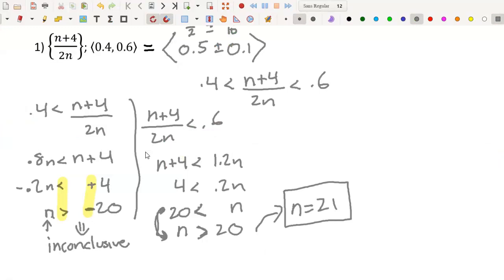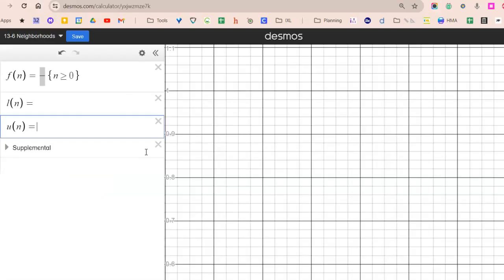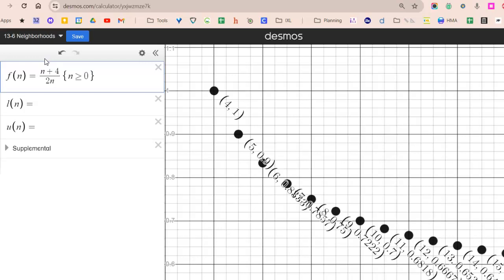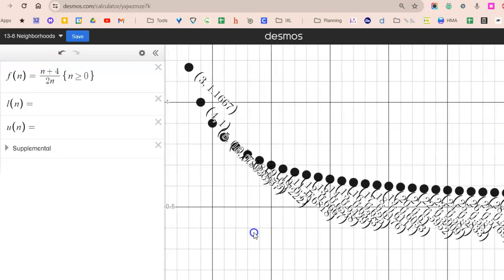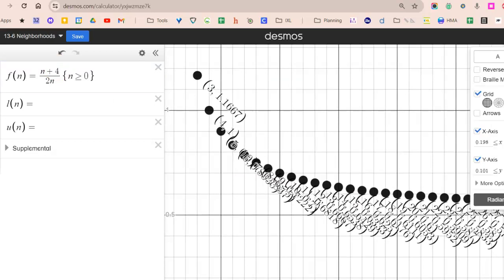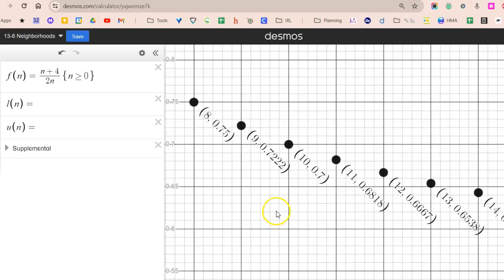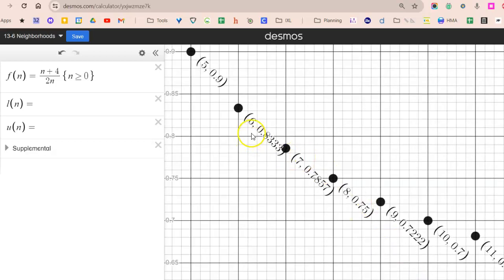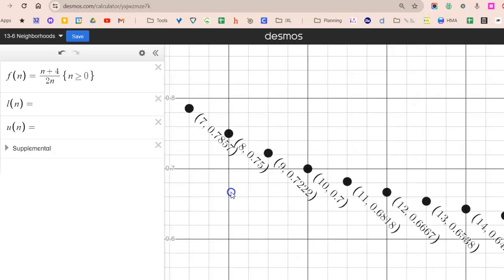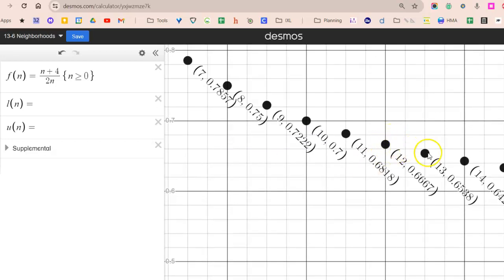So I can type in n plus 4 and 2n right here. And that gives me all my terms. So there's all my terms. If I zoom in, I can see the x value is what number term we're on, and the y value is what you get when you plug in that number, right? So we're looking to see at what term we get to, does it fall within that lower and upper bound, right?